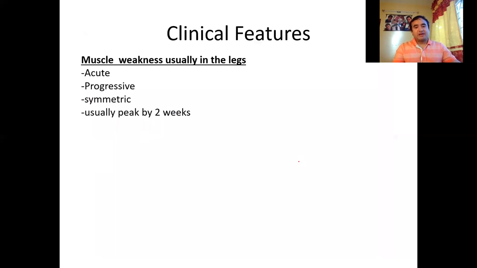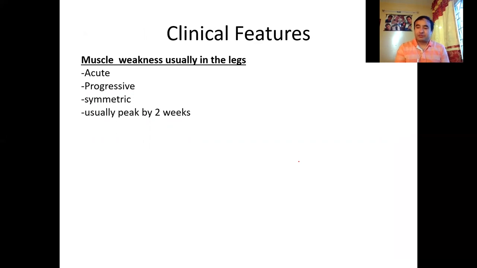Okay. Then, clinical feature wise, one important or common clinical feature that gives us a clue for the diagnosis of this condition is muscle weakness. Though muscle weakness can occur in any area, and some patients can have muscle weakness even in the neck region, and some in the hands, most of the time they have muscle weakness in the legs.